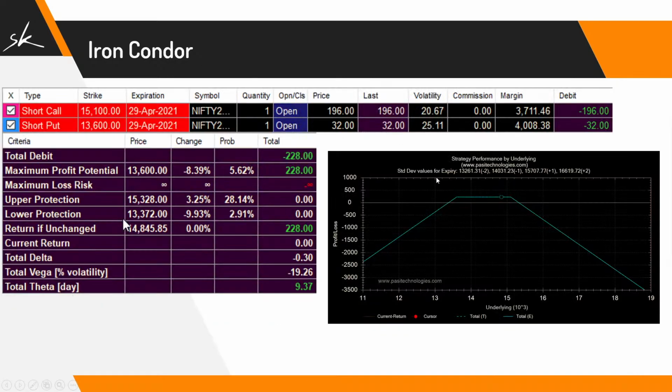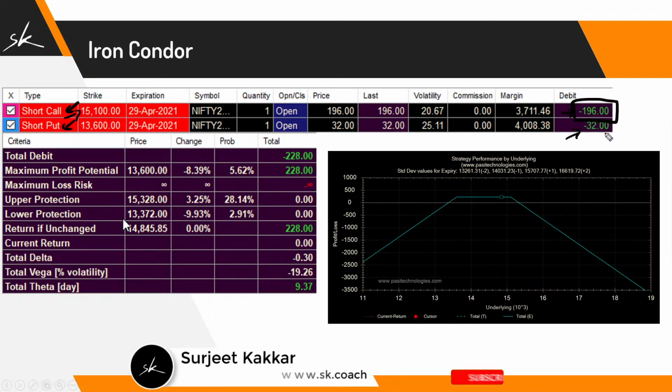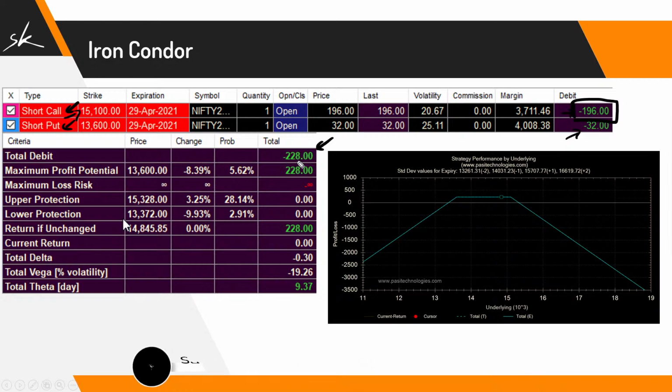Now, when we do this, if you look at the payoff graph, you can see that by selling this call, which is 15,100, we collected a premium of 196 rupees, right? We can see right here. And similarly, by selling the put, we collected a premium of around 32 rupees. So what is the total premium you collected? You can see we collected around 228 rupees, right? So you collected a premium, so that is why it's a credit strategy. But this is what we call a short strangle.